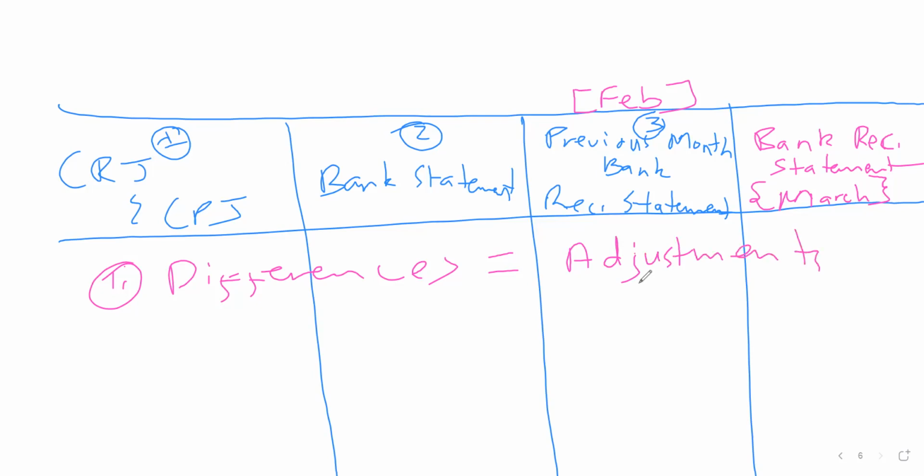Who is supposed to do the adjustments? It's you, the business. Why? Because the bank statement sometimes has information which has not yet been captured in your cash book, which is your cash receipt journal and cash payment journal. Some items appear on the bank statement and also in the cash book. We don't do anything with those because those are not adjustments. There are several types of adjustments. Number one, you could have an omission.